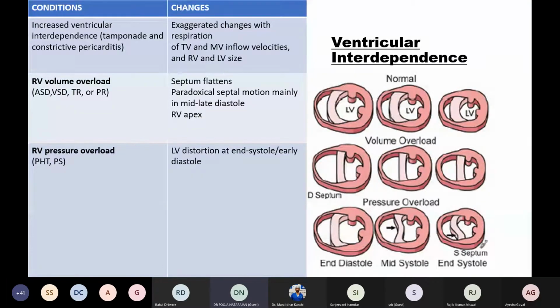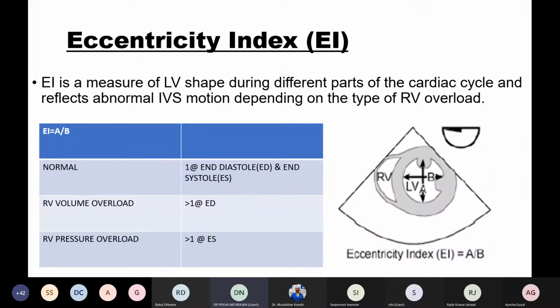So we have to know about ventricular interdependence. It is more exaggerated in conditions like tamponade and constrictive pericarditis, where respiratory motion and inflow velocities in the tricuspid valve are more exaggerated. In RV volume overload and pressure overload, there's a difference: in volume overload, there is septal flattening, whereas in pressure overload, you can see an S-shaped septum.